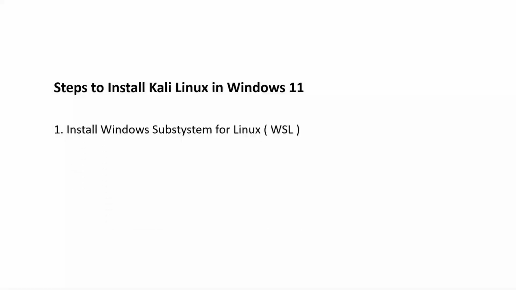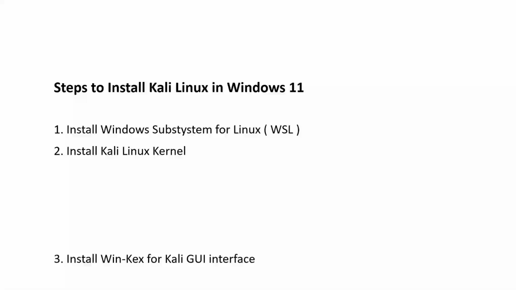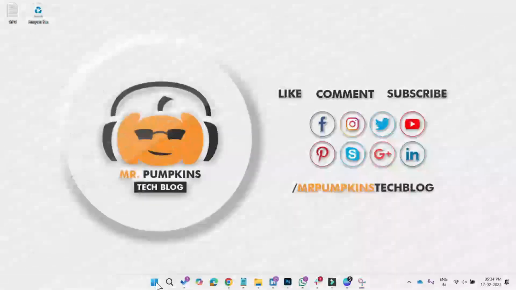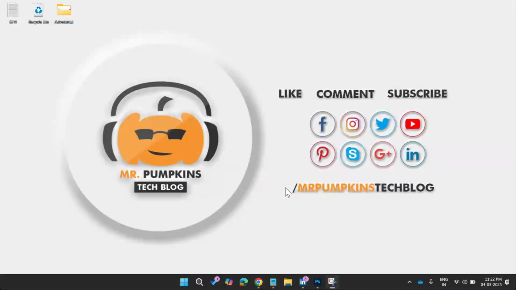This video will be the second part of the three-part video series on how to install Kali Linux within Windows 11. In the first part, we saw how to install Windows Subsystem for Linux on Windows 11. WSL is required to run any Linux distribution within a Windows PC. If you don't have WSL installed in your PC, I recommend you head back and watch the first part of this series. You can find the link to the first part in the description below.